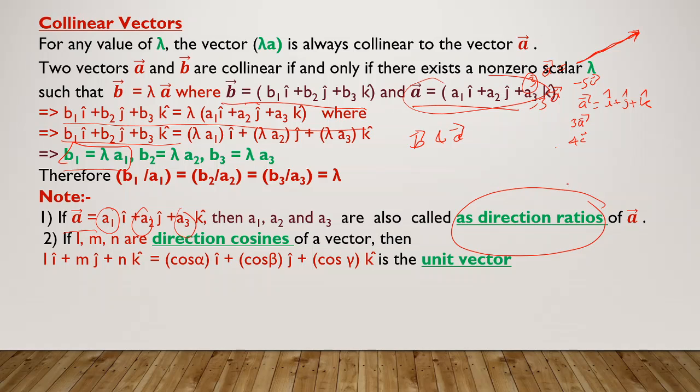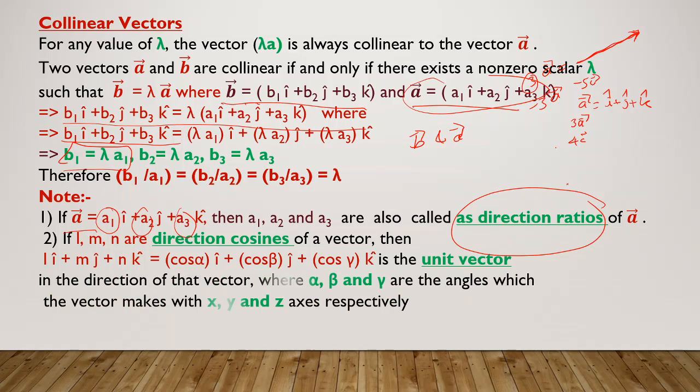Whenever you write i, j, k as l i plus m j plus n k, that will always be a unit vector. So what I'm trying to say is that the coefficients of a unit vector can always be called direction cosines. If they ask you to find the direction cosines, very simple: first find the unit vector, how to find which we have already discussed, and just write the coefficients of i, j and k of that unit vector. That gives the direction cosines of the given vector.